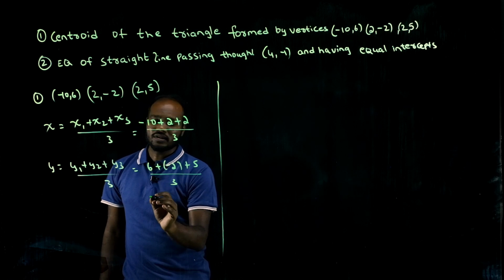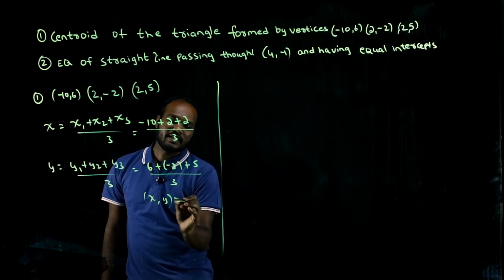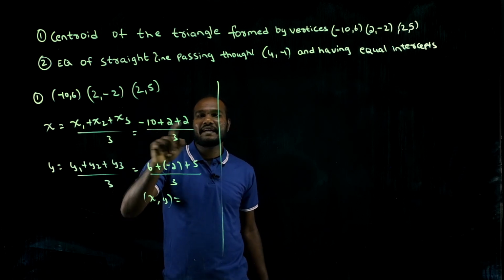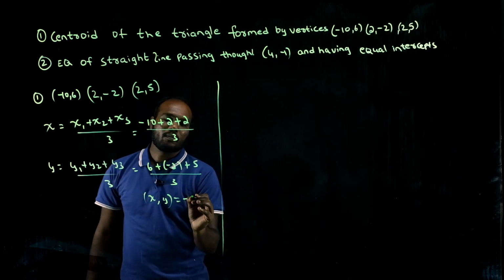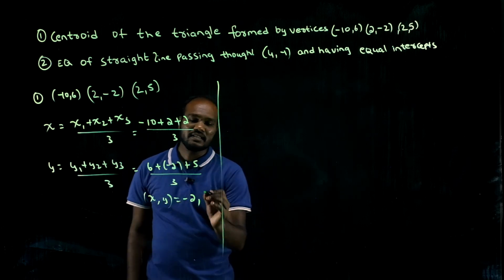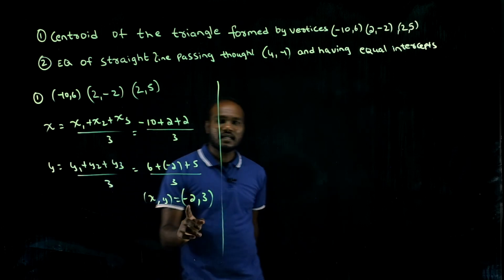So what will be the solution? x comma y, that is the centroid, will be equal to minus 10 plus 2 plus 2, that is minus 6 by 3, which is minus 2, comma, and 6 minus 2 is 4, 4 plus 5 is 9, 9 by 3 is 3. So (-2, 3) is the solution.